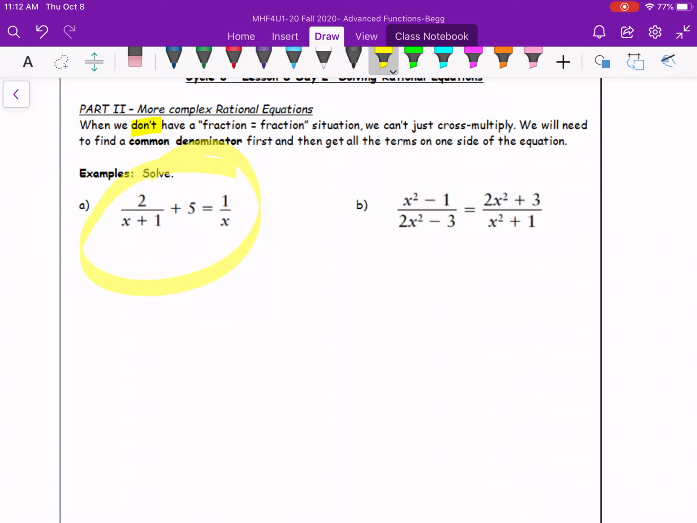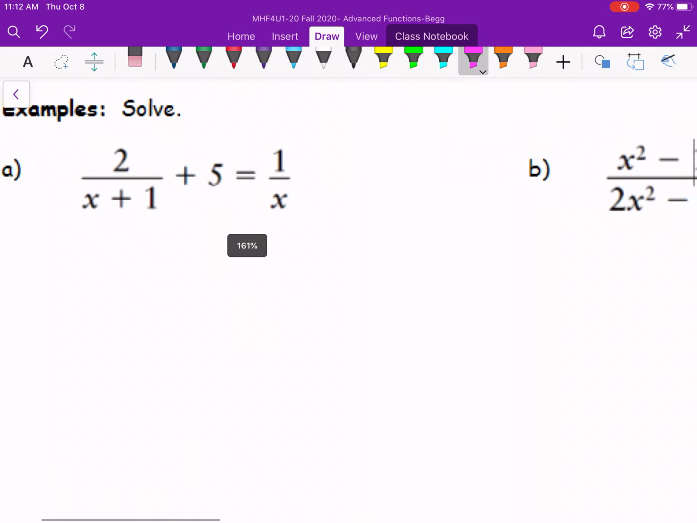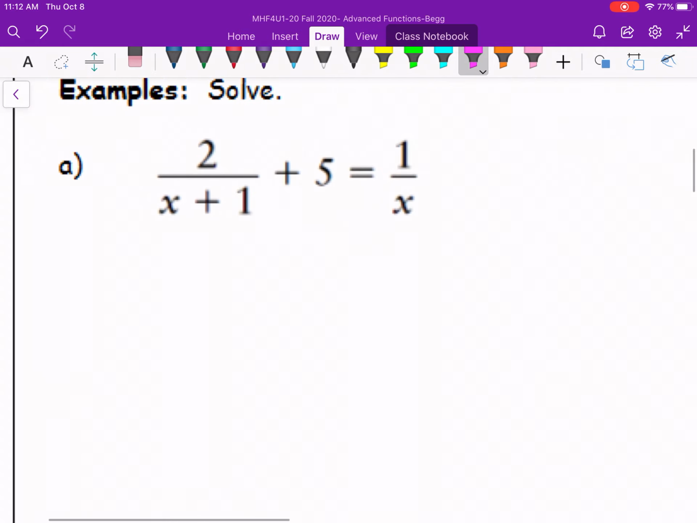But this is not a cross-multiplying situation because we've got that pesky 5 stuck onto the end of the left side of the equation. So that means we can't cross-multiply. What we can do, though, is get a common denominator, and then work with that common denominator. If we look at this equation, we already have a denominator of x plus 1, and we have x. These are the 2 denominators that are already here.